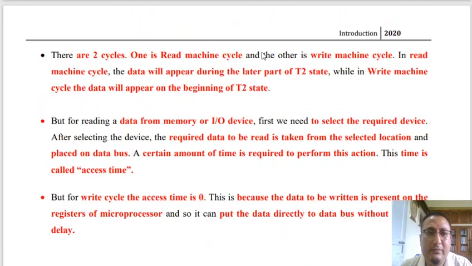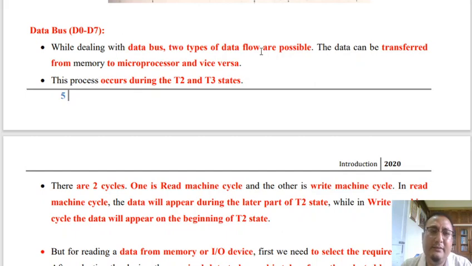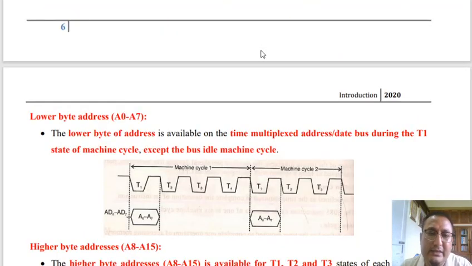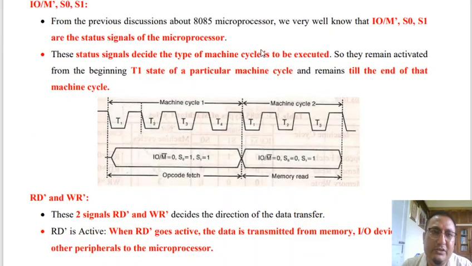Now again, I want you to revise that we have AD0 to AD7 being used as D0 to D7 in the T2 and T3 states of the machine cycle, whereas AD0 to AD7 is used as A0 to A7 in the T1 state of the machine cycle. These things are very important because you will require them whenever you draw the timing diagram for various instructions. Now let us move on to the status signals.